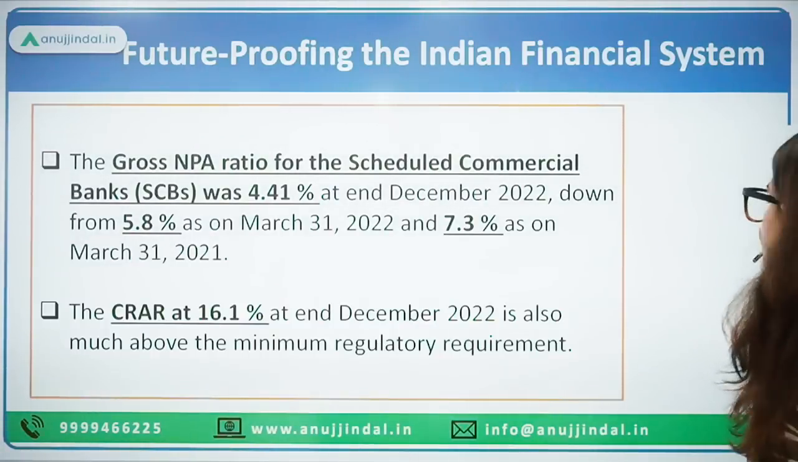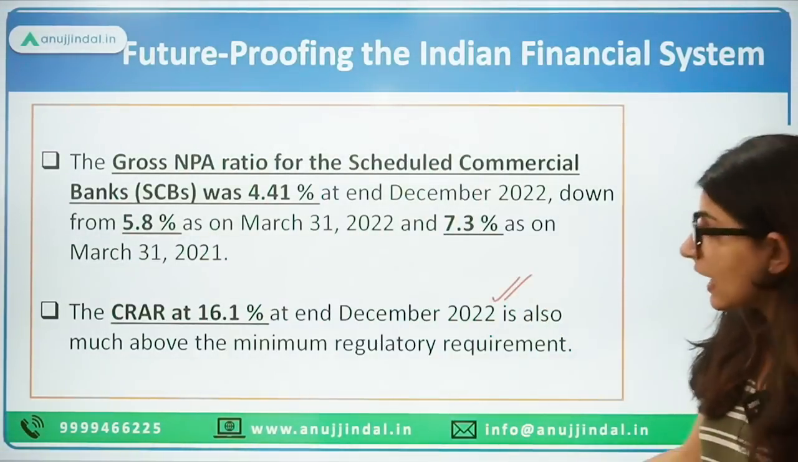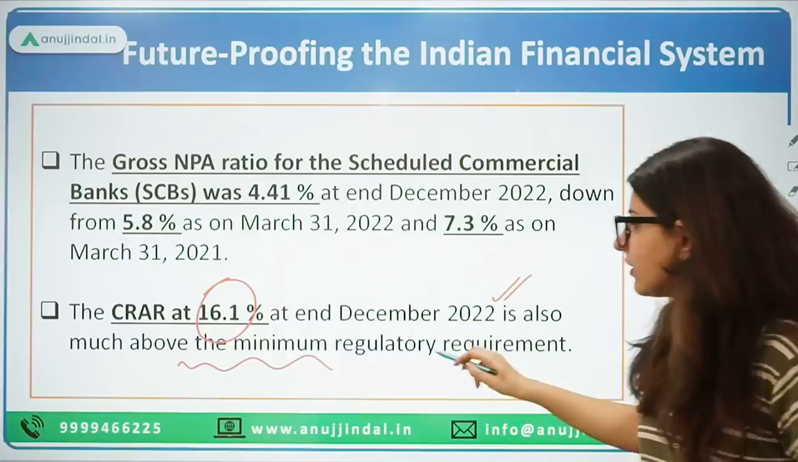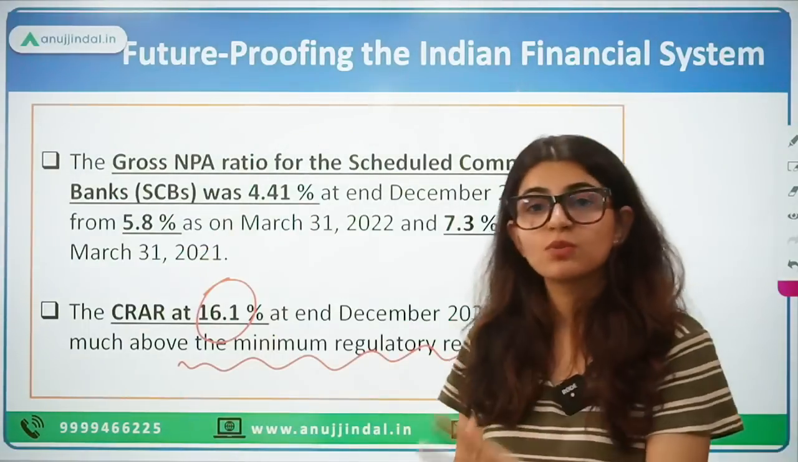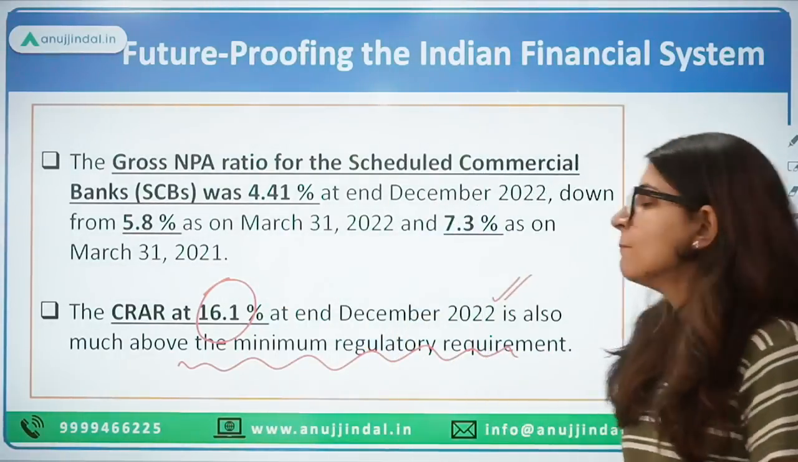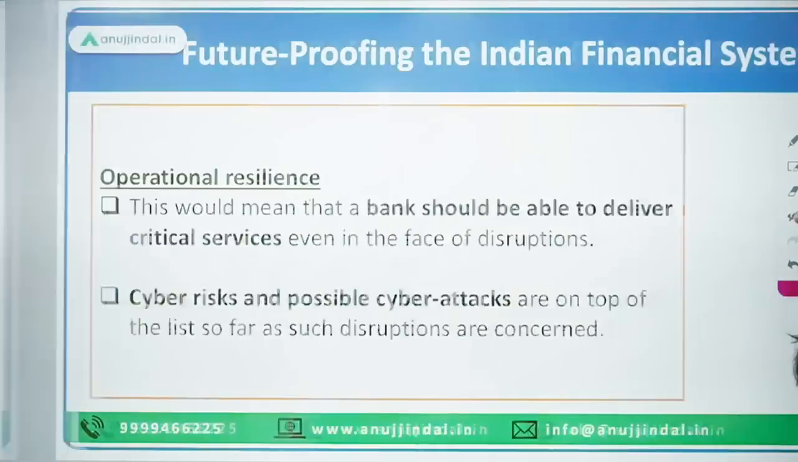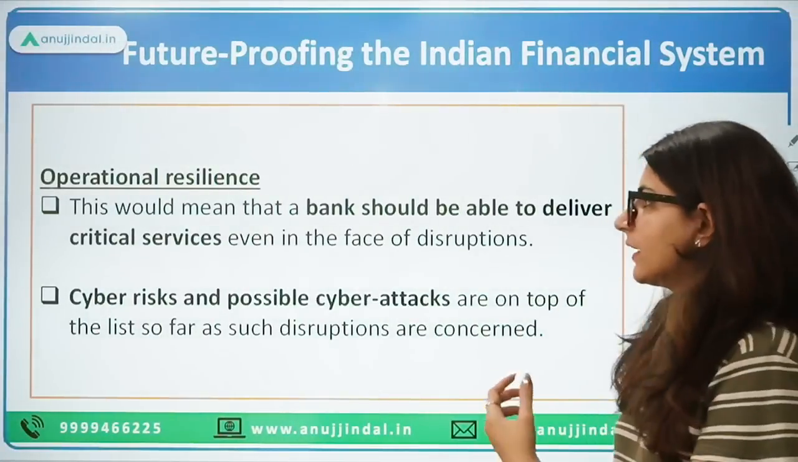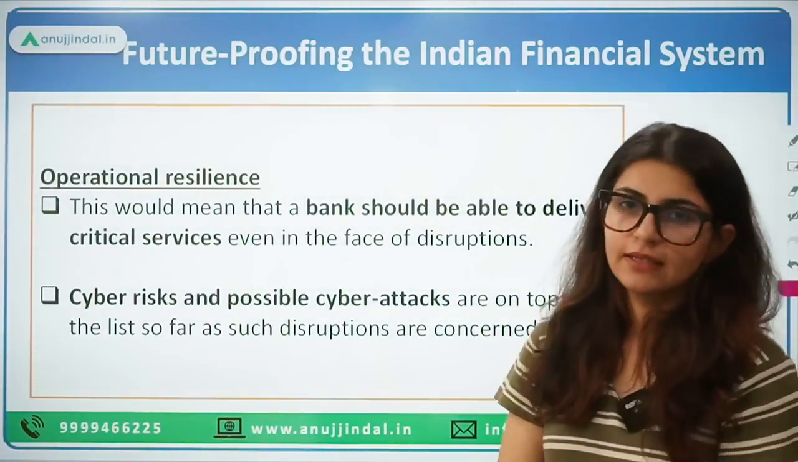Now CRAR ratio भी banks ने बहुत अच्छे से ज्यादा ही maintain करी हुई है. It is above the minimum regulatory requirement. जो minimum regulatory requirement है 11.5-12%, उससे ज्यादा ही banks ने 16.1% maintain करी हुई है, which shows that banks are resilient.